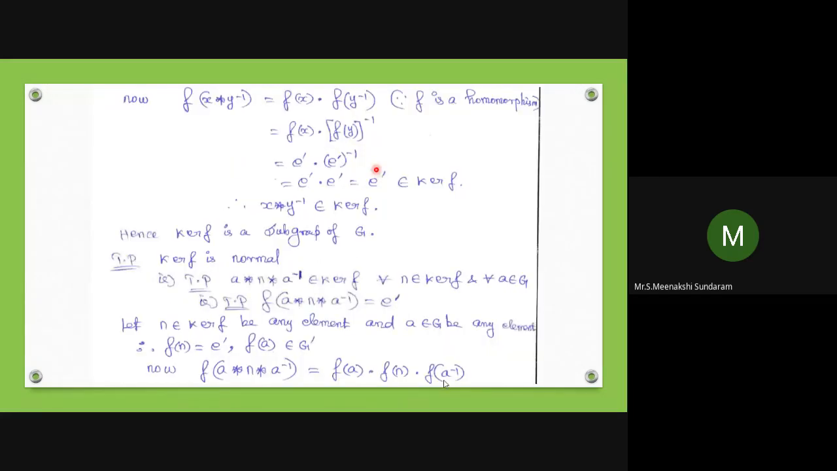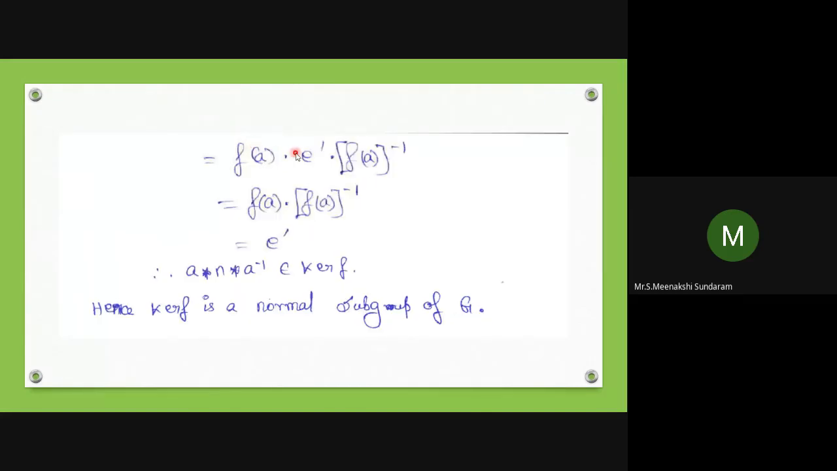This is f of a the whole inverse, I took the inverse outside. Multiplying any term with the identity gives the same answer. f of a into e dash is f of a. This is f of a the whole inverse. So f of a star f of a inverse equal to e dash. Therefore a star n star a inverse belongs to kernel f. Hence kernel is a normal subgroup of G. That is very most important. Hence kernel f is a normal subgroup of G.